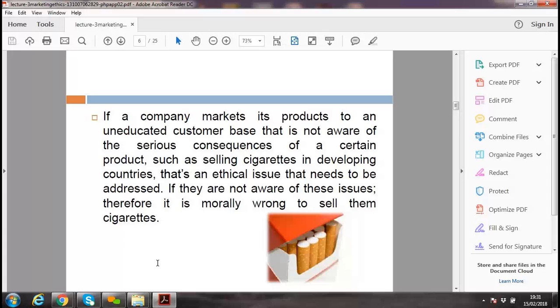People are not aware, so we need to teach them, because cigarettes are harmful. Every pack of cigarettes must now carry, by law, a compulsory notice. The company needs to publish that this cigarette is harmful for health. So if people are not aware of these issues, it is morally wrong to sell them cigarettes.